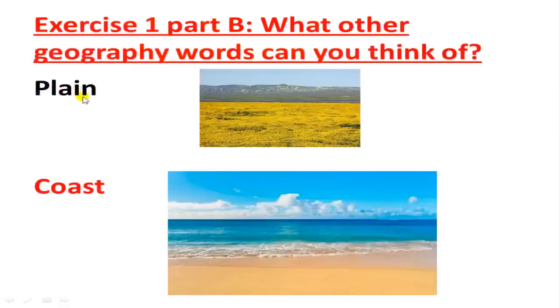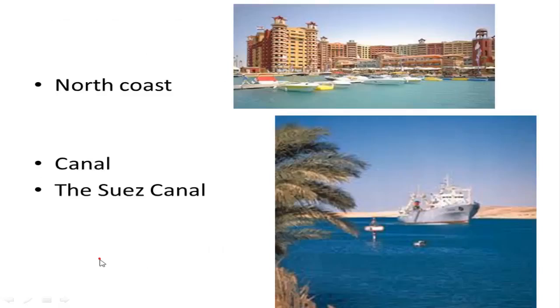Plain, this is a plain, flatland. Coast, this is the coast. The area next to the beach is the shore, the coast. In Egypt, we have the north coast. This is the north coast, on the Mediterranean Sea.